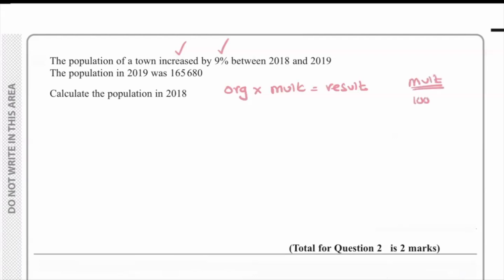So 100%, it's an increase, so I add the 9%, giving me 109%. But I don't want to work in percentages. Divide through by 100, and I know that the multiplier is going to be 1.09. And again, you can use your calculator to do all of that if you want.